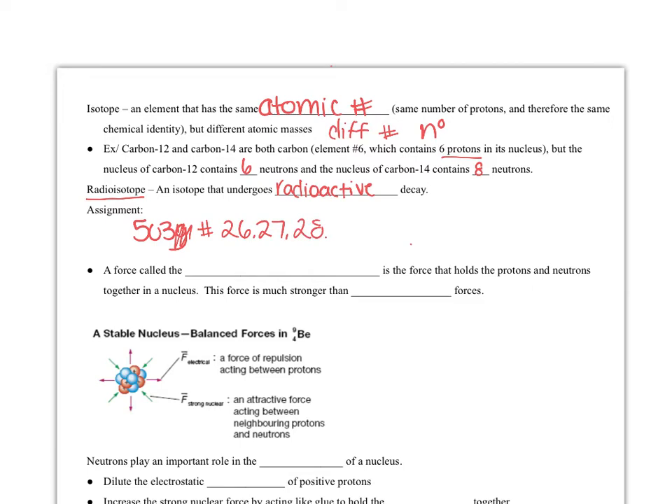I'm going to continue on into different types of decay, though. So a force called the strong nuclear force is the force that holds the protons and neutrons together in a nucleus. This force is much stronger than electrical forces. So we talk about positives attracting negatives. Those would be electrical forces. The strong nuclear force is stronger than a positive attracting a negative.